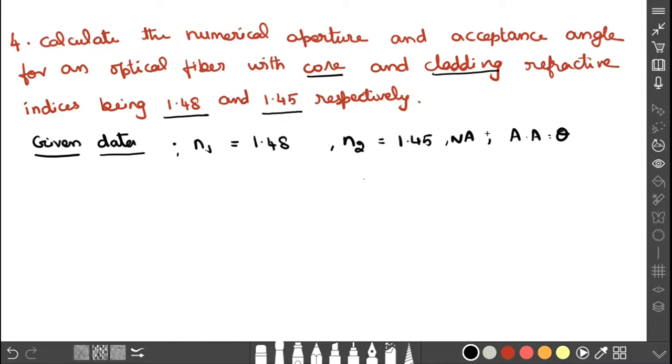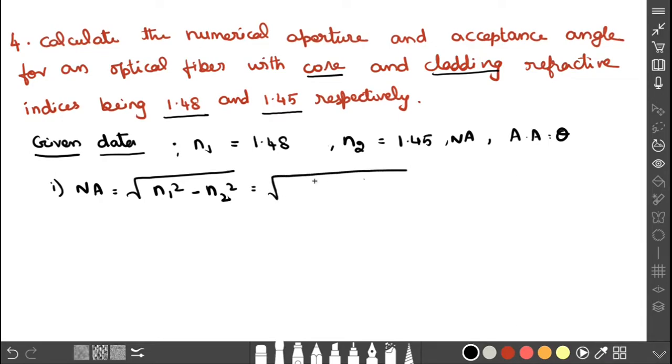First we will find the numerical aperture. What is the formula for numerical aperture? Root of N1 square minus N2 square. Directly we can substitute the values here: root of 1.48 whole square minus 1.45 whole square.